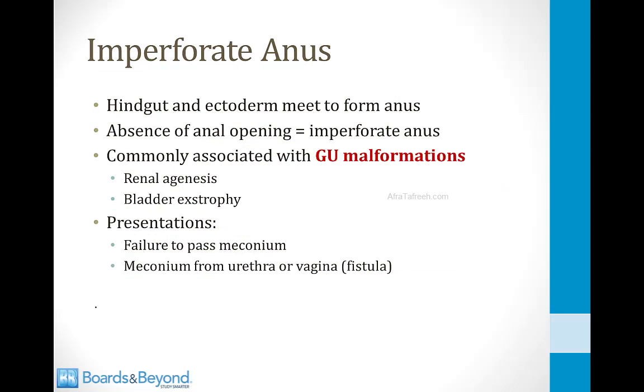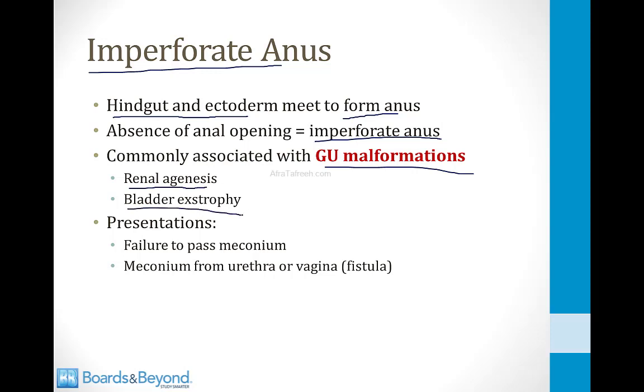Lastly, I'll mention a rare congenital anomaly called an imperforate anus. The hindgut and the ectoderm need to meet to form the anus. If they do not form the anus, you will have what's called an imperforate anus. And this occurs commonly in association with genitourinary malformations in newborn babies. They are often born with renal agenesis, meaning they lack one or both kidneys. They are also often born with bladder exstrophy, where the bladder is outside of the body. These pathologies occur in conjunction with imperforate anus frequently.